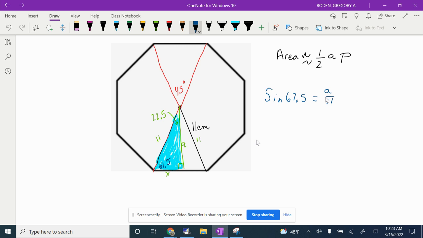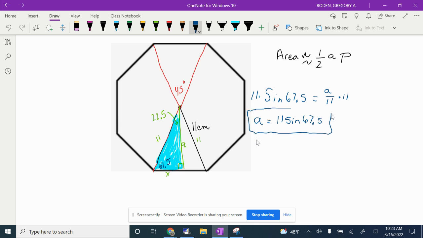Nicole, help me out. How would I figure out A? You would multiply both sides by 11. Multiply both sides by 11. Okay, so now I know that A equals 11 sine of 67.5. Very good. Excellent job. Okay, Nicole, your job is done.